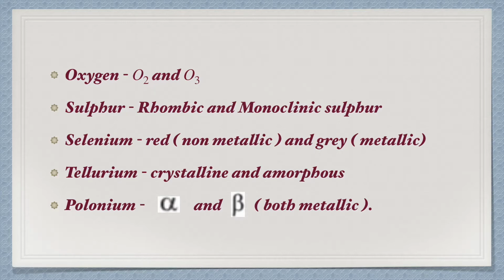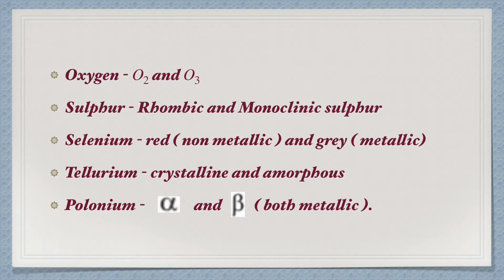Next one is tellurium. Tellurium exists in two allotropic forms: one is crystalline and the other one is amorphous. And the last one, polonium, again exists in two allotropic forms. They are alpha and beta forms. The alpha as well as beta forms are said to be metallic in nature.